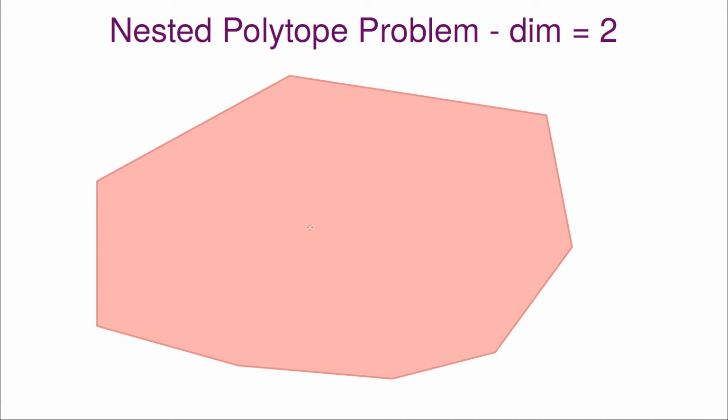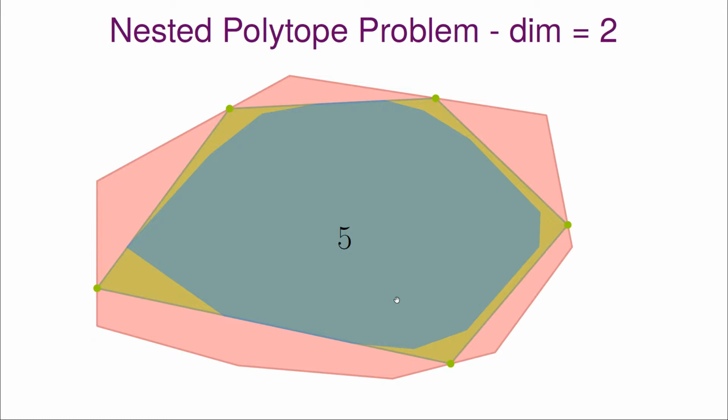Okay, so let me tell you about the nested polytope problem. We start with dimension 2. We're given in the nested polytope problem an outer polytope, an inner polytope, and a number, and we try to find a polytope, here in 2 dimensions a polygon, which is nested between the outer and the inner, and it contains the given number of vertices, in this case 5. And we have 1, 2, 3, 4, 5. That's the nested polytope problem in 2 dimensions.